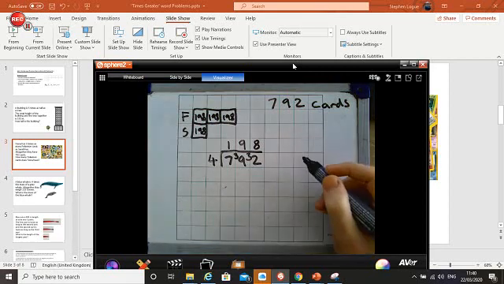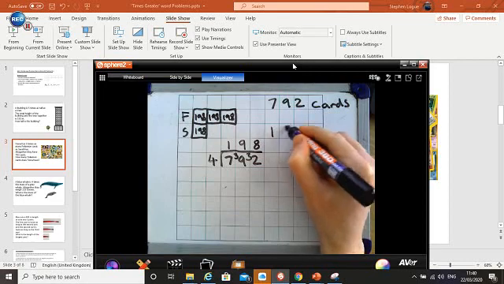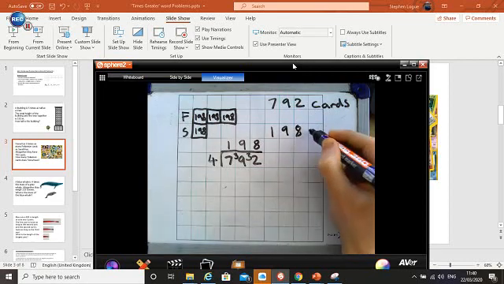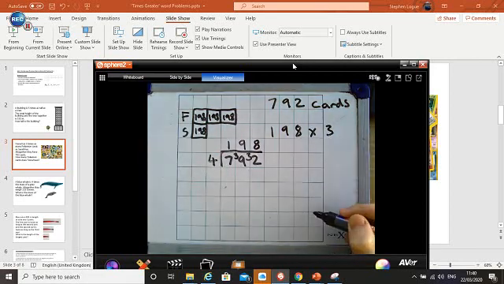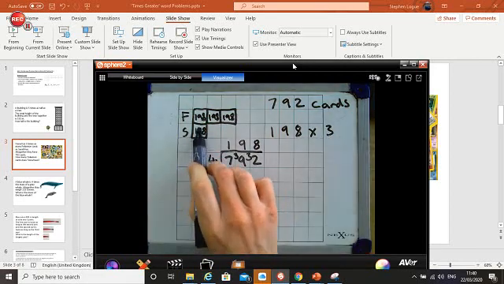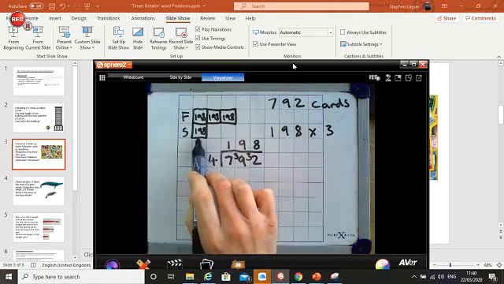Fiona has 594 Pokemon cards. Did you get that one right? Well done if you did. Let's move on now to question 4.